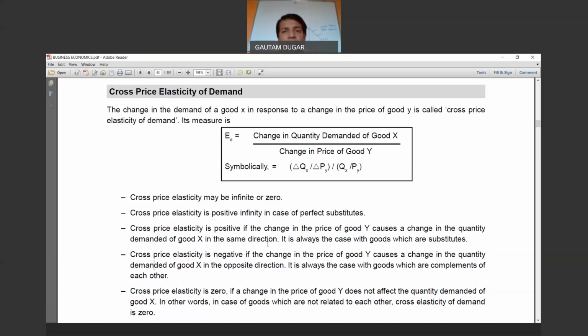And in case of complementary goods, the value of the cross elasticity is negative because the relation between the two is inverse. The price of one commodity and demand of the other is inverse. So that's all discussed over here.